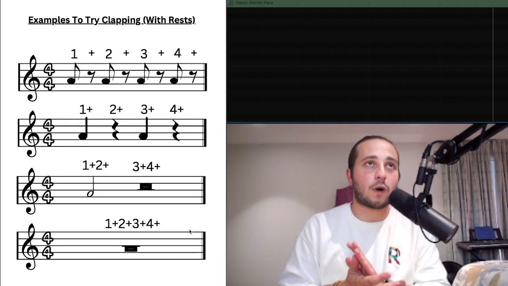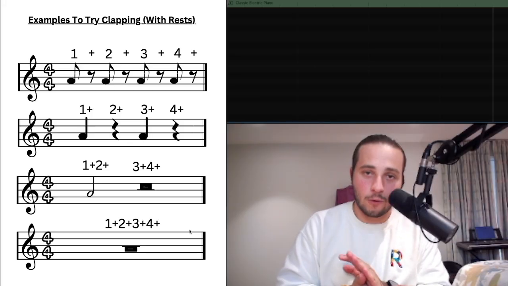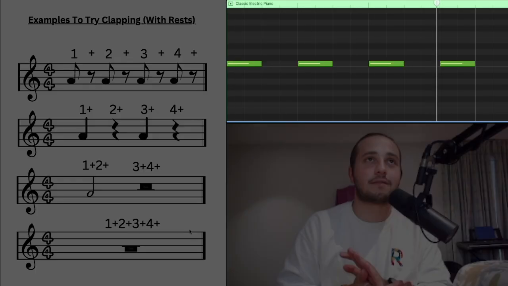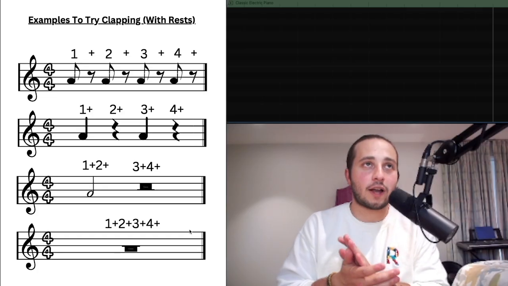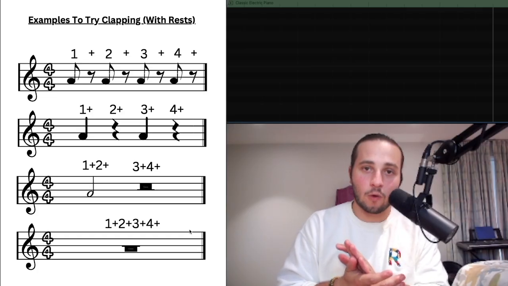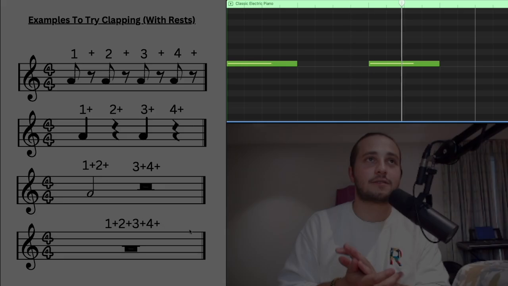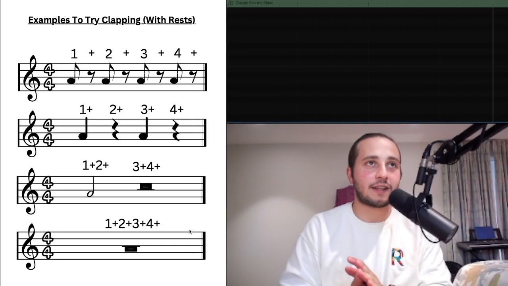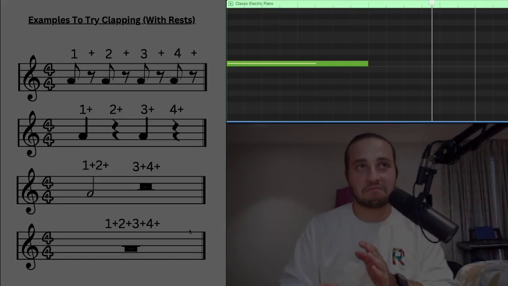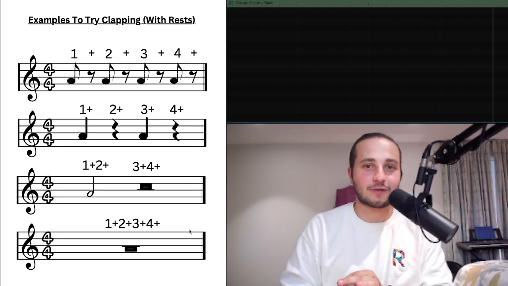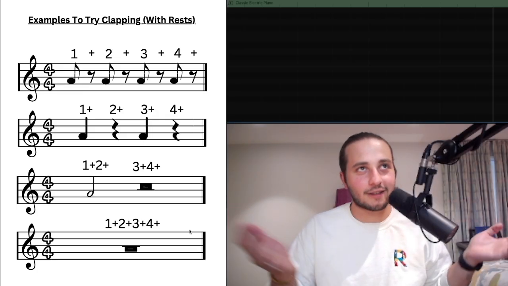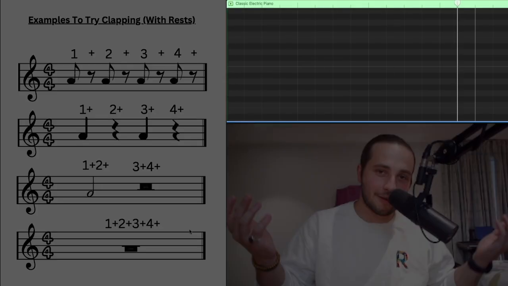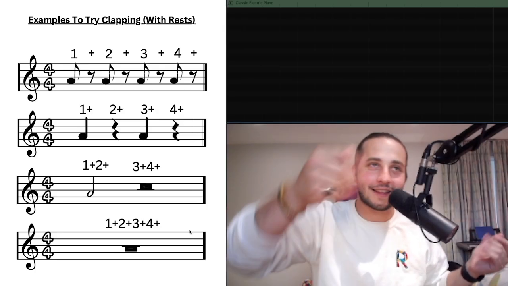Here we go. 1 and 2 and 3 and 4 and. Right? The rests are silence. 1 and 2 and 3 and 4 and. Third one, 1 and 2 and 3 and 4 and then just 4 notes of silence. 1 and 2 and 3 and 4 and. Pretty straightforward, right? That's all of them in order.